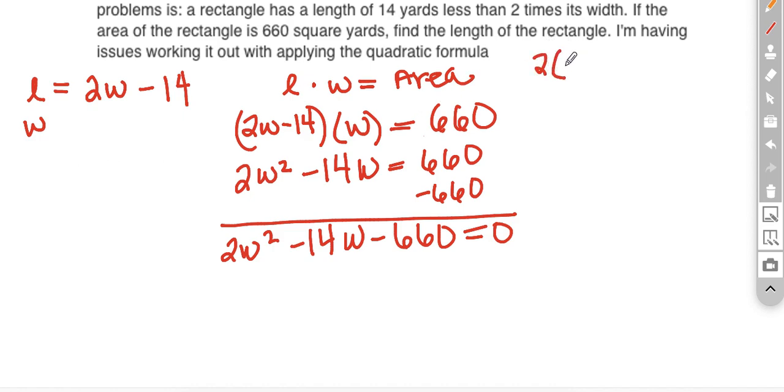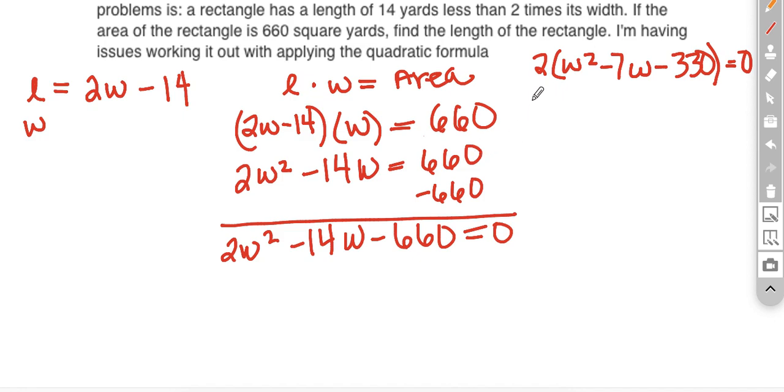So 2, and then I have W squared minus 7W and then minus 330. I'm dividing the 660 by 2, and then I have this equal to 0. So this is not factorable. So what I am going to do is use my quadratic equation.